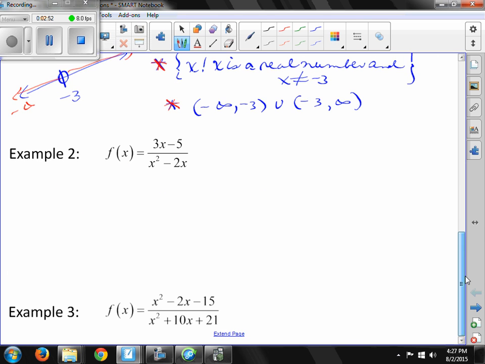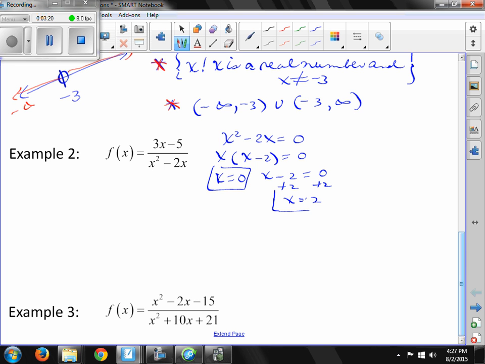Example 2. I want to set the denominator equal to 0. x squared minus 2x is equal to 0. I'll have to factor that to solve it for x. If I factor out an x, I'll have x minus 2. And then if I set the x equal to 0 and the x minus 2 equal to 0, there's my first solution. Add 2, x will equal 2. Now these are the 2 points that cannot be in the domain.